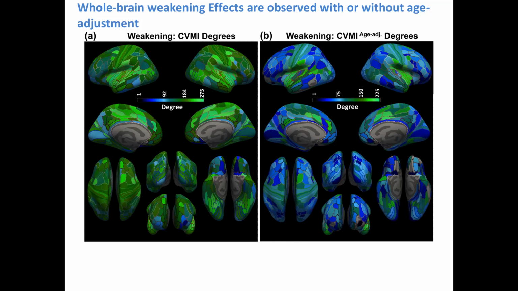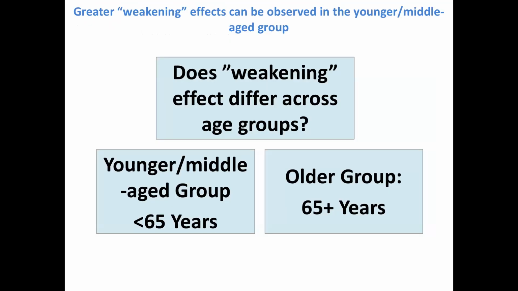Also, I'd like to note that in this context, strengthening or weakening does not necessarily indicate functional integrity. We also wanted to examine how these weakening effects are distributed across different age groups. For example, we wanted to know if the effects are replicated across middle-aged and older groups, or if one group is more affected than the other group. The younger middle-aged group is defined using the participants below 65 years, while the older group is defined using the participants who are 65 years and above.